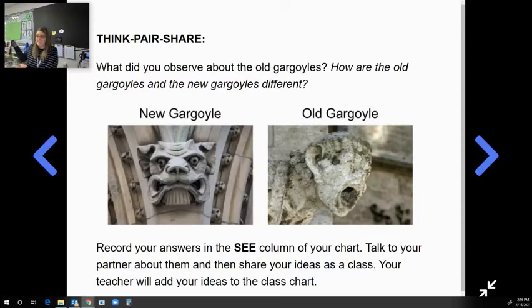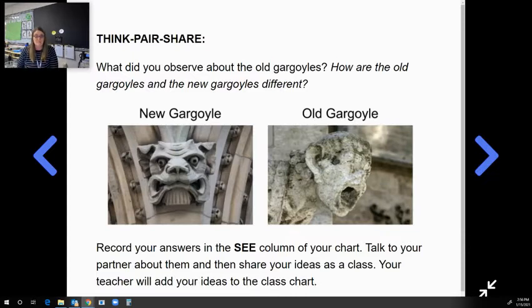And then at the end of the lesson today, I'm going to ask you to submit on a digital kind of sticker board some of the things you observed. And then I'm going to add it up to our chart here in the classroom and see all the great things that all the fifth graders have to say about the new and old gargoyle.